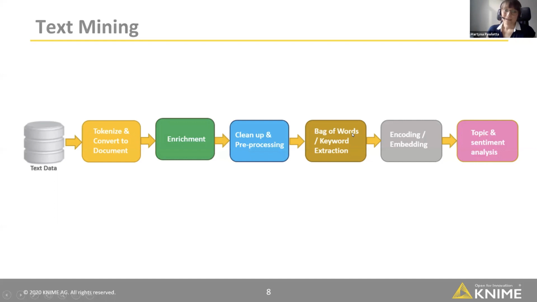Then we can also create a bag of words, which is nothing else than a list of terms that are available in a certain document, and extract keywords. Then we have encoding and embedding as a typical task where we transform text and terms into numbers, which allows us to do machine learning and further analysis, like classification, clustering, and deep learning, for example for sentiment analysis, something that we saw a few days ago in another webinar as well.